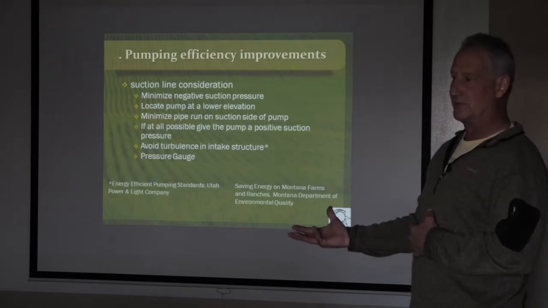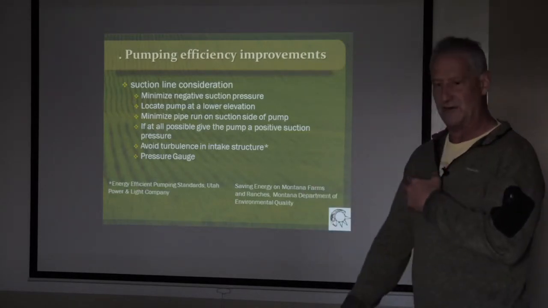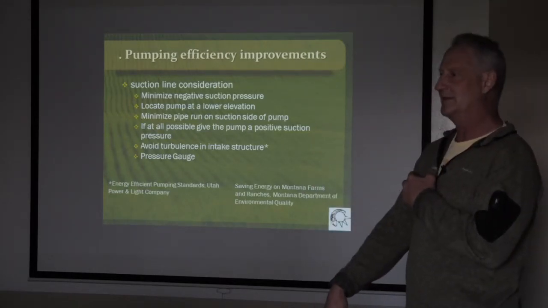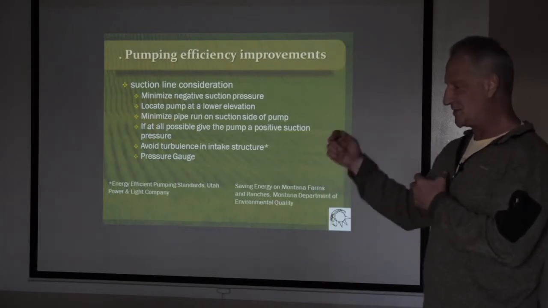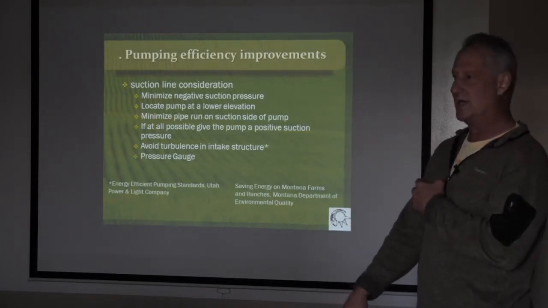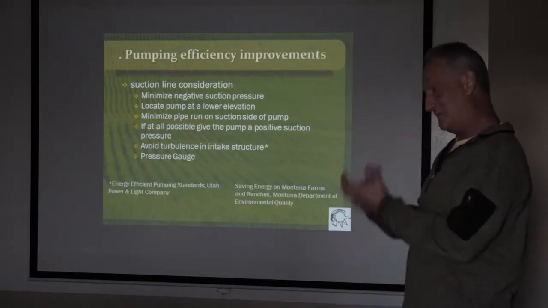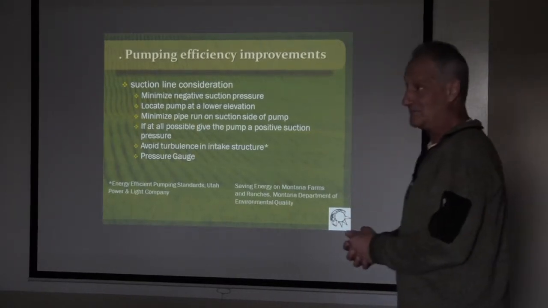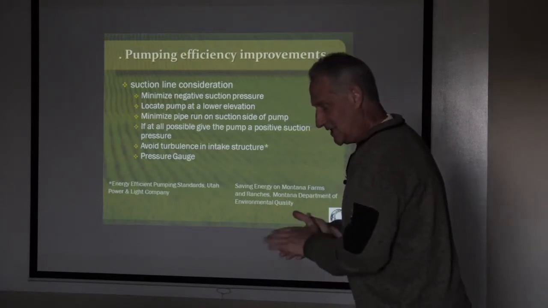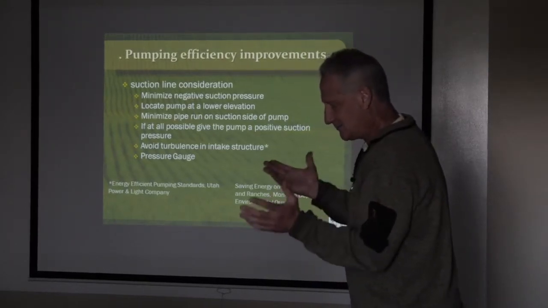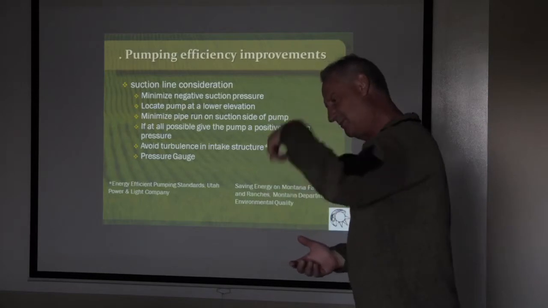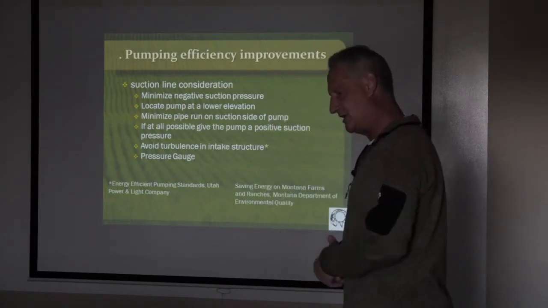Try to locate the pump as low as you possibly can. That's why with vertical turbine pumps, the pump is down there in the bottom of the pit. Submersible pumps are down in the well. That's why they're there, because you can't really suck water up any more than about 30 feet. So give it a positive suction pressure if you can. Make water go down into the pump.